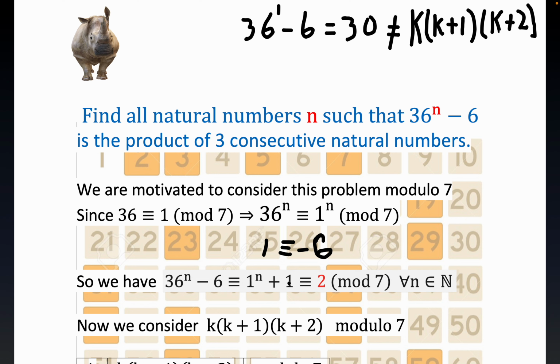And so what we get is this super simple statement here. 1 raised to the n is always 1, and plus 1 is 2. So we get that 36 to the n minus 6 is always congruent to 2 mod 7. And you'll notice that is the case with 30. 30 is equal to 4 times 7 plus 2. So that's the same 2 that you see right down here, 4 times 7 plus 2.